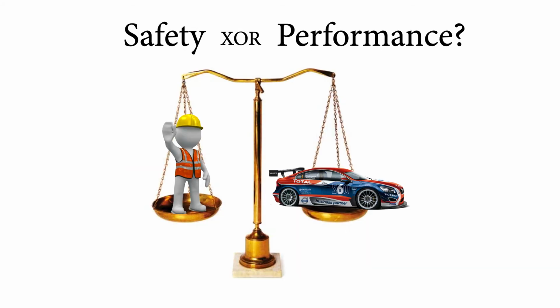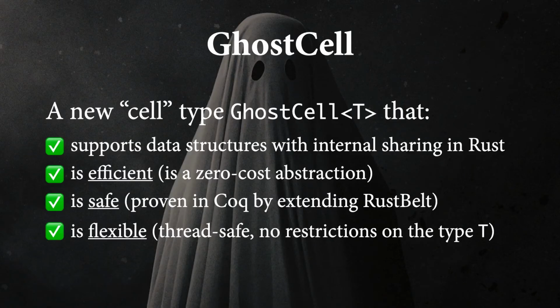So to sum up, yes, you can implement data structures with internal sharing in Rust today, but you either have to give up on safety or give up on performance. Is that a fundamental trade-off, or can we do better? And the answer is, of course, yes, we can do better. In this paper, we propose a new solution to the problem of implementing data structures with internal sharing in Rust, which we call Ghost Cell.